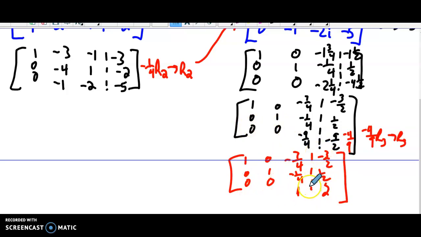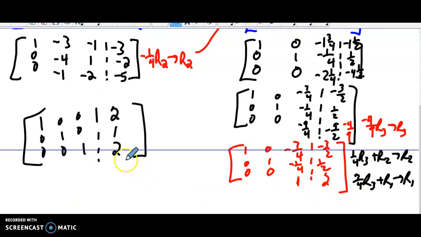My last step then would be to take 1/4 times row 3 plus row 2. That'll be my new row 2. And 7/4 times row 3 plus row 1 will be my new row 1. Do those and I'll show you the answers because time's about out. Do that multiplication and addition.